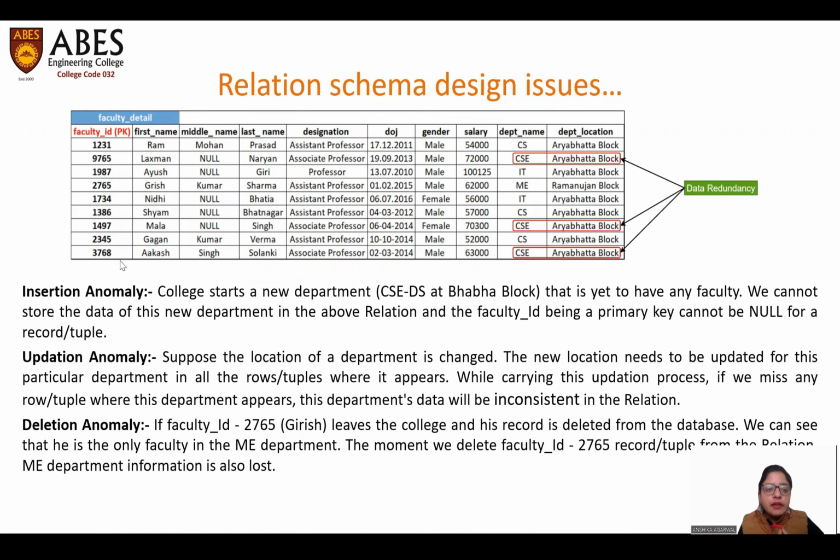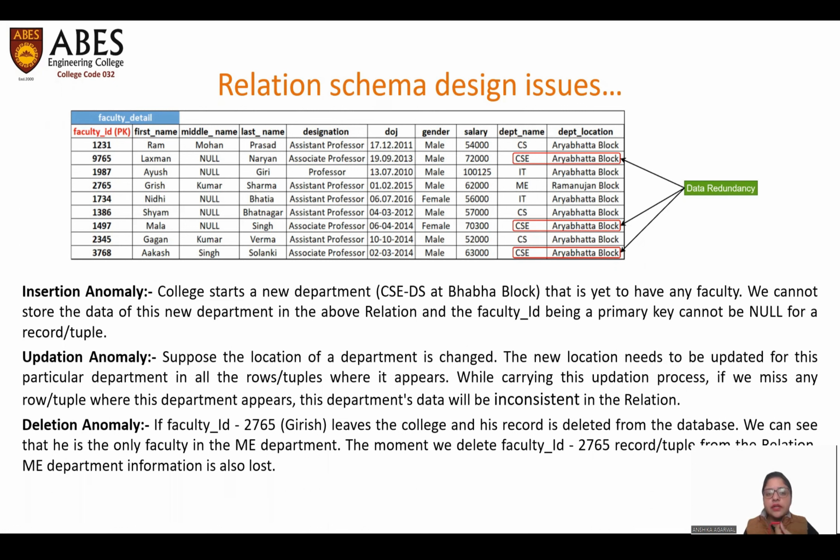Let us check. For this table, we have a primary key on faculty ID. Since the primary key is faculty ID, we need to insert a faculty ID for sure. But the CSDS department doesn't have any faculty, so we won't be able to insert the CSDS department information in this table. It is the first anomaly. The reason for this anomaly is data redundancy. If we remove this data redundancy, then we will be able to remove this insertion anomaly.